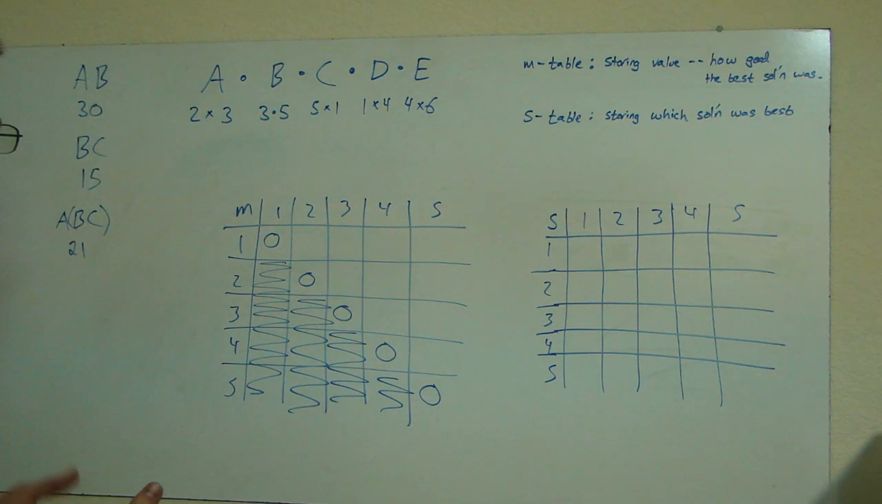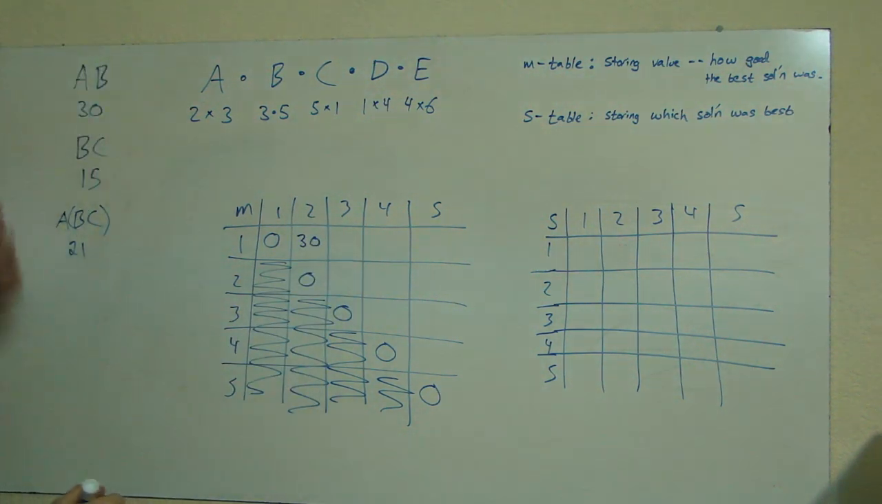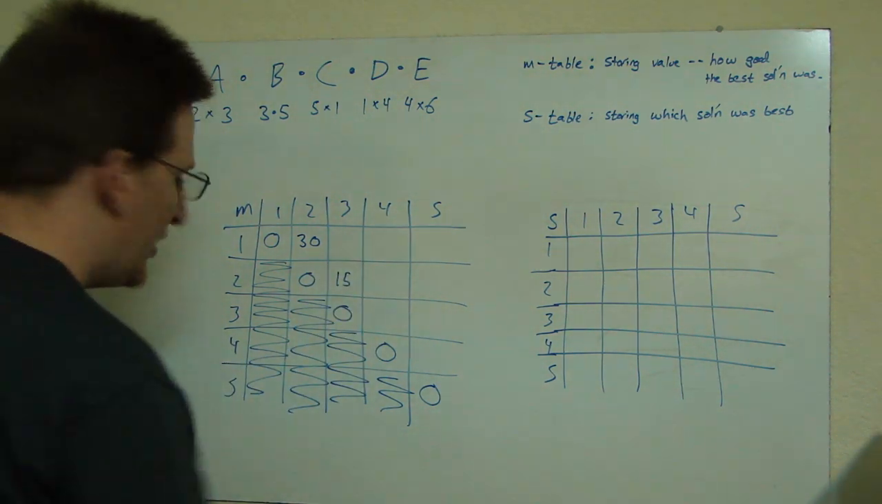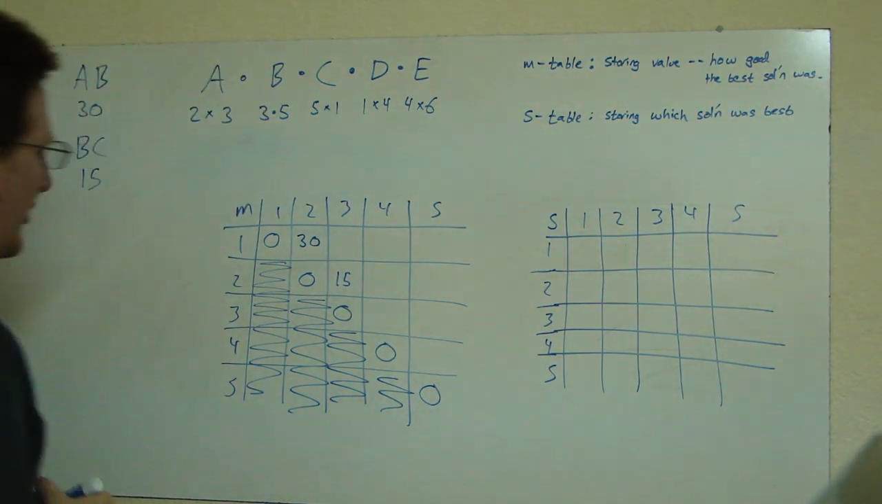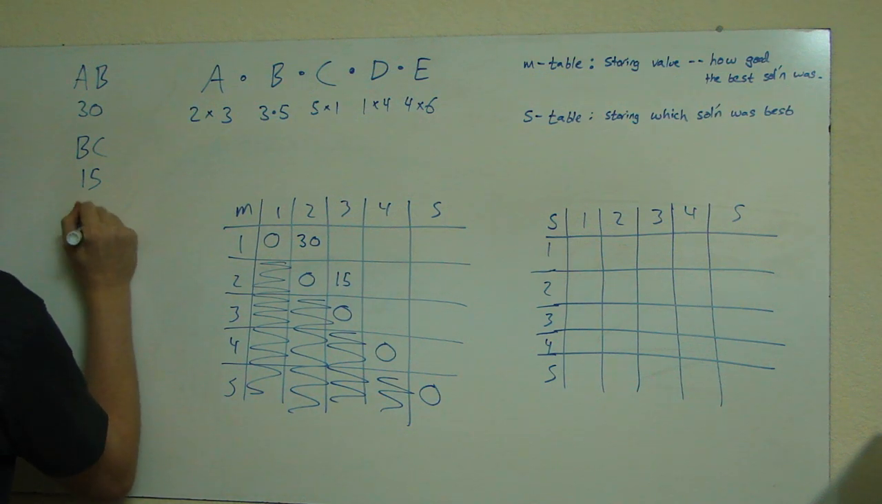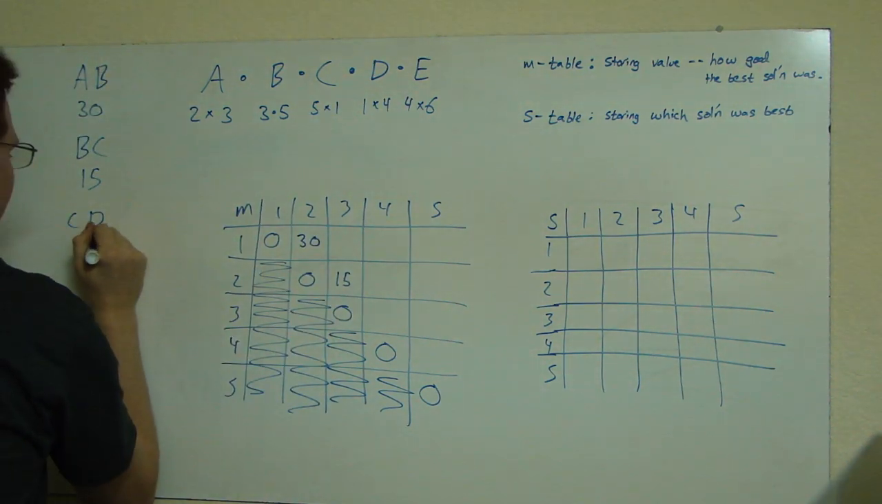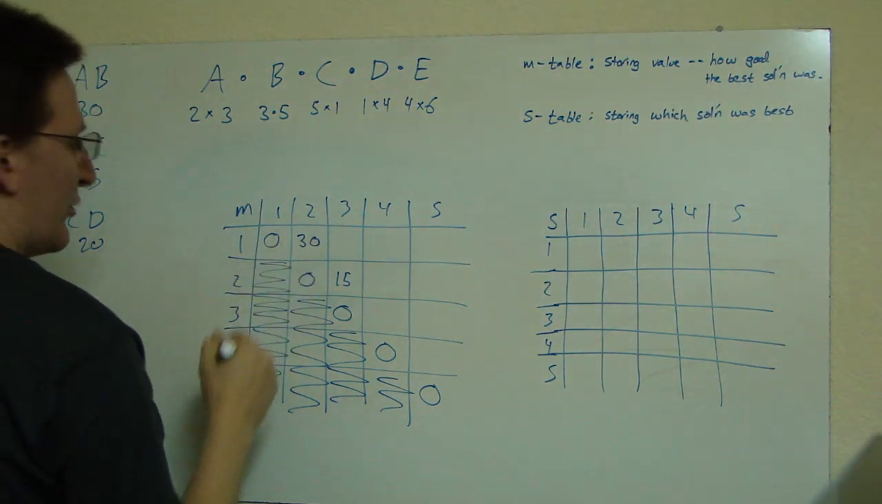Now initially, as we mentioned before, there's no option. There's only one way to multiply A and B to get AB. And that way it took 30 multiplications. BC took 15. And we'll redo that in a moment. CD, this one would be a 5 by 1 by 4 is 20. And DE would be a 1 by 4 by 6, which is 24.